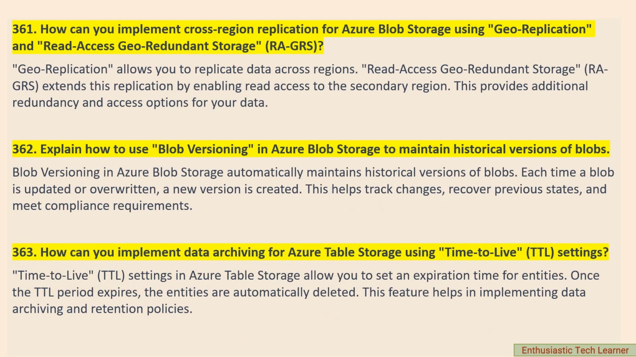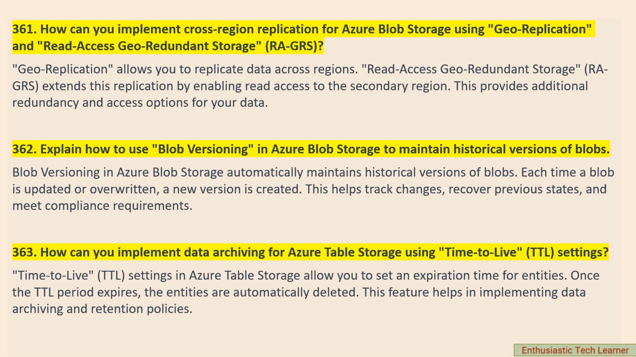How can you implement cross-region replication for Azure Blob Storage using geo-replication and Read Access Geo-Redundant Storage (RA-GRS)? Geo-replication allows you to replicate data across regions. Read Access Geo-Redundant Storage (RA-GRS) extends this replication by enabling read access to the secondary region. This provides additional redundancy and access options for your data.